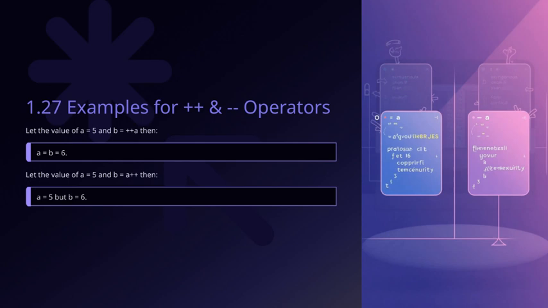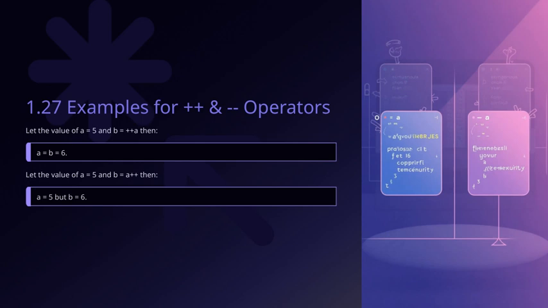Now consider if we start again with a equals 5, but this time we write b equals a plus plus. Here, the plus plus after a means we use the current value of a for b, which is 5, and then increment a afterward. So a becomes 6, but b remains 5. This highlights a crucial difference. The placement of the plus plus operator determines whether the increment happens before or after the value is assigned. It's a subtle point, but understanding it is key to controlling how your variables change during execution.